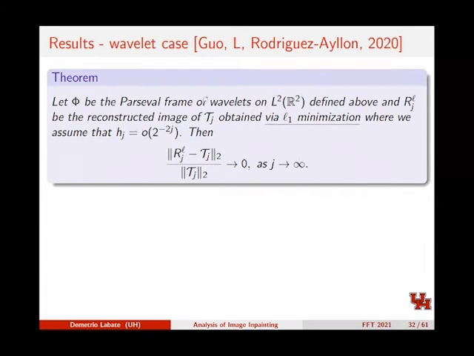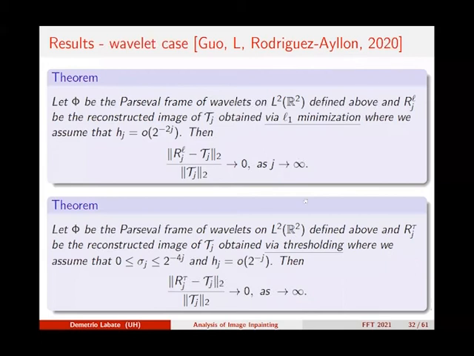So the first theorem considers a Parseval frame of wavelets, the one that I construct, right? And the method is L1 minimization. And how do we choose Aj? The theorem says that you need to choose Aj to be a little o of 2 to the minus 2J. Under this assumption, then, yes, we are able to inpaint, right? Recover the image, right?